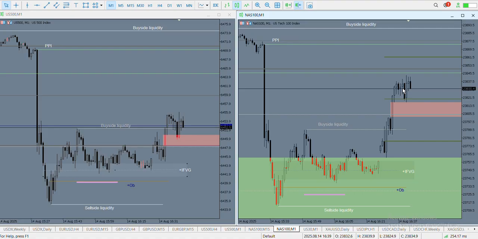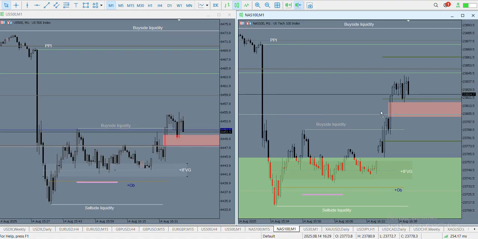So we're consolidating inside this range now. The time is 4:43. We're waiting for the first macro of the session, and then we'll see whether we want to gravitate towards this buy side liquidity pool or price wants to start drawing into these lows again.